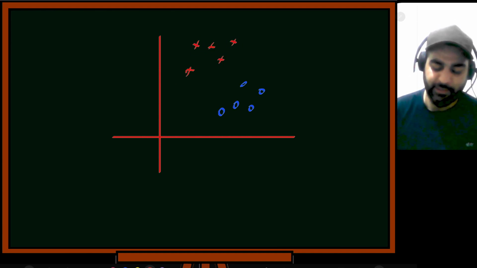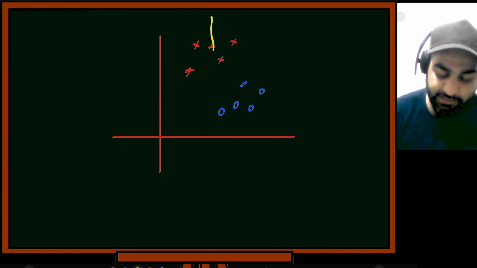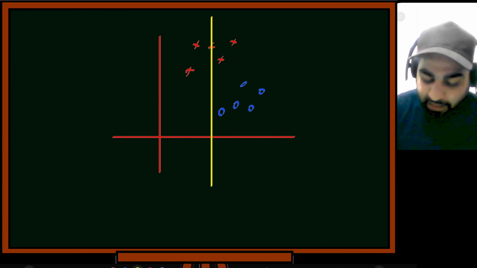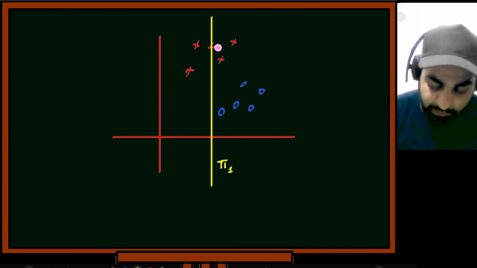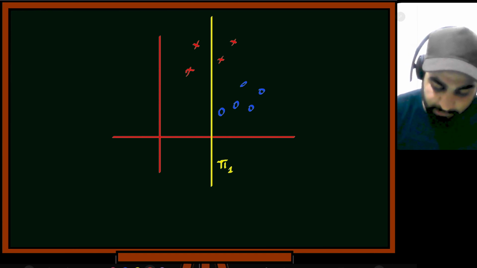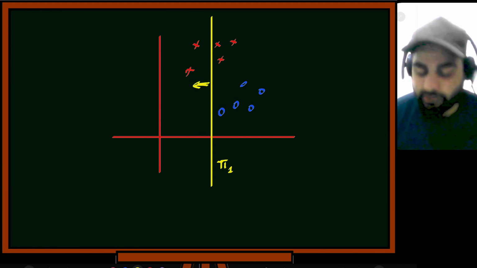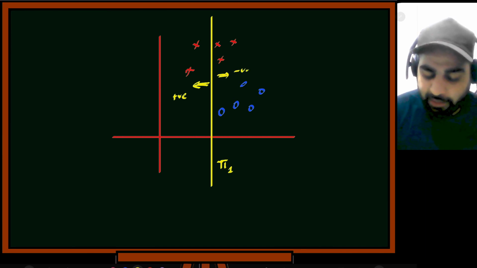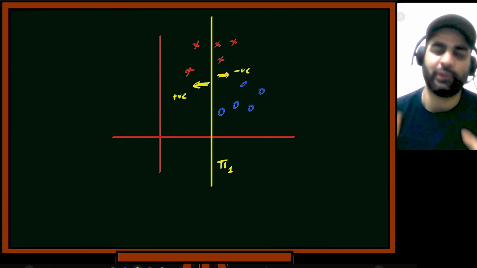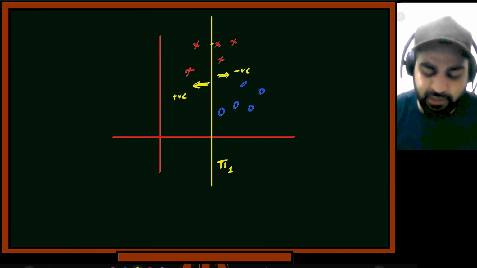So let's suppose this is my data, and now you can clearly see this is linearly separable. Let's suppose I make a plane like this. I'll call this pi1. This is my plane 1. The points that lie on this side will be called positive points, and the points that lie here are called negative points. Let's assume, for the sake of simplicity, each of these is distance d1. This is d1, this is also d1, this is also d1.